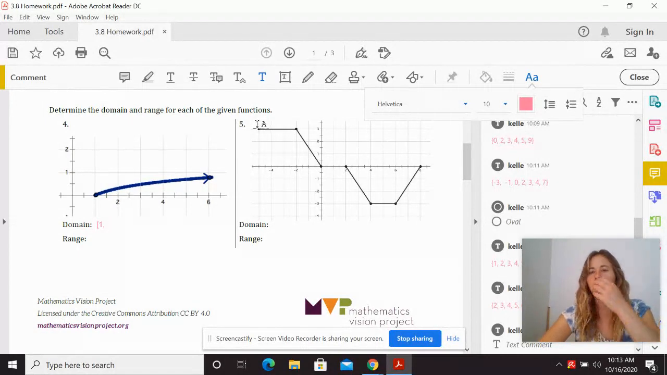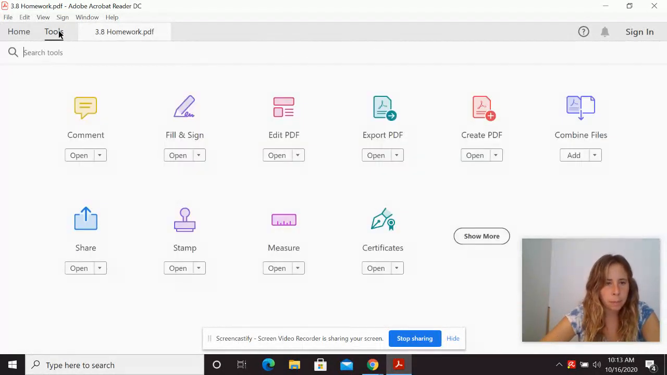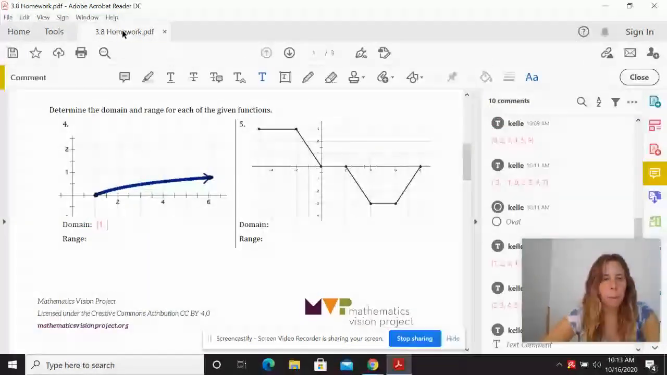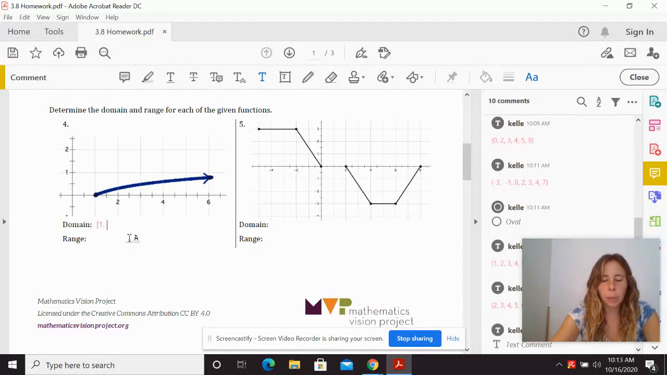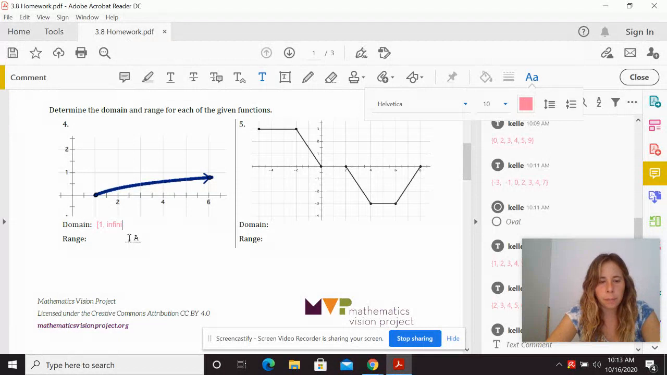Which I don't think I figured out how to do that on here. Okay, so you would write the infinity symbol, but here I'm just going to write infinity. And then when you're dealing with infinity, use a parenthesis.